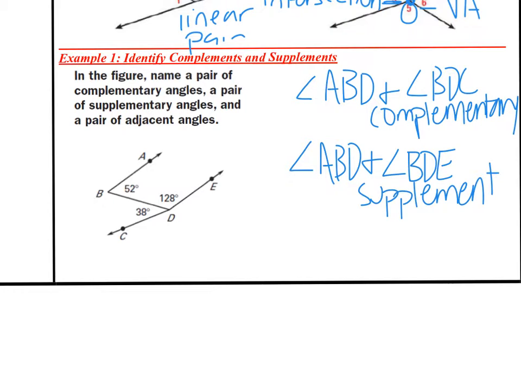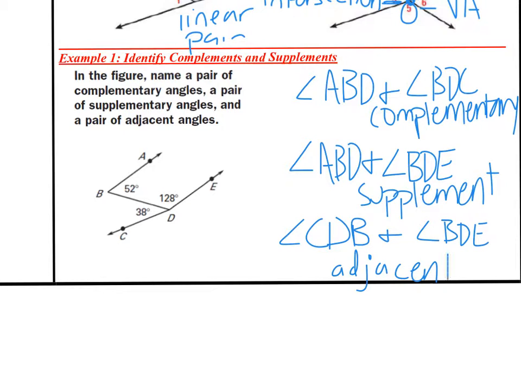For adjacent, two angles that are right next to each other, these would be the 38-degree angle and the 128-degree angle. So angle CDB and angle BDE, and those are adjacent. They would not make a linear pair even though they are adjacent, because those two do not add up to 180, so they do not make a line.